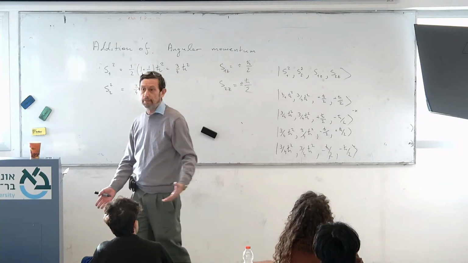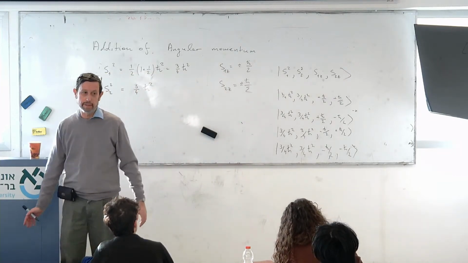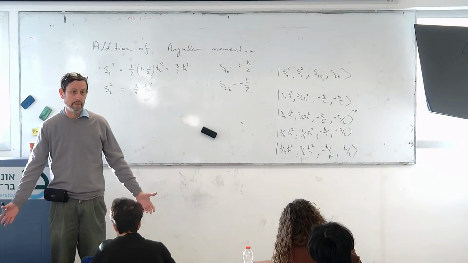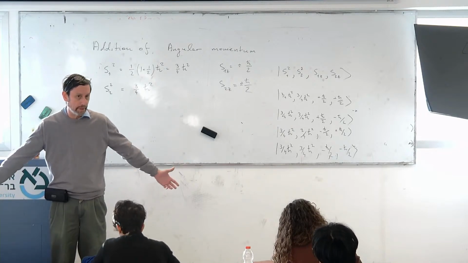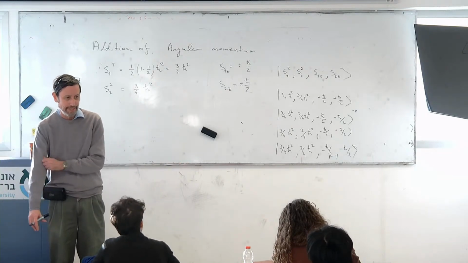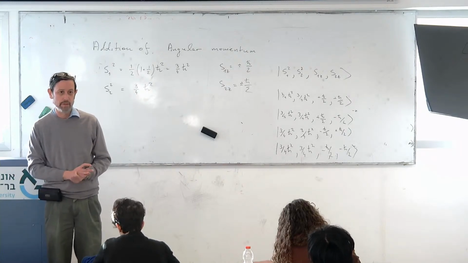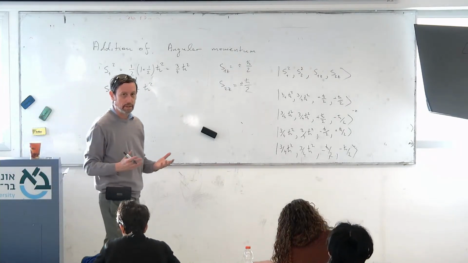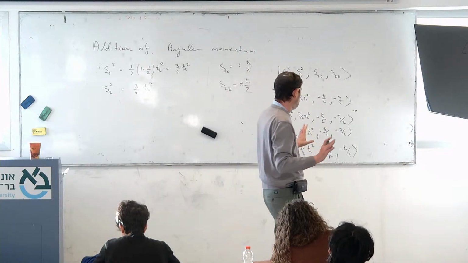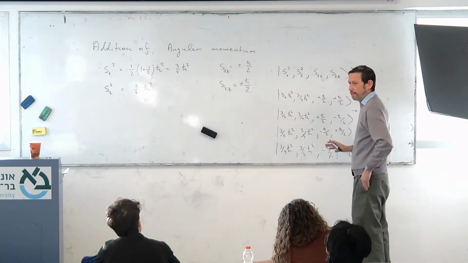The number of states comes from the fact that one particle has 2 states, the second particle has 2 states, and they're independent. So I have 2 times 2 states. So the answer to the question that I asked in the beginning is 4. Those are all the states.